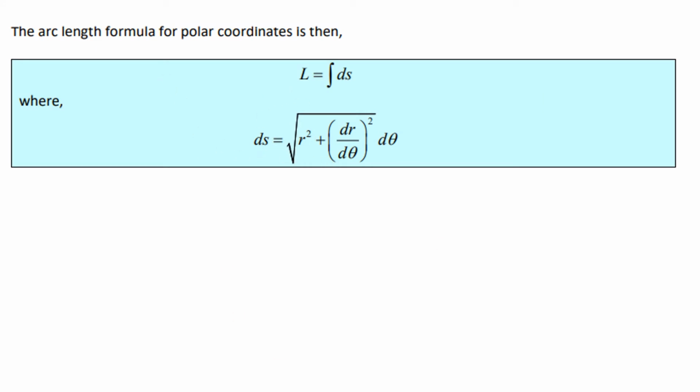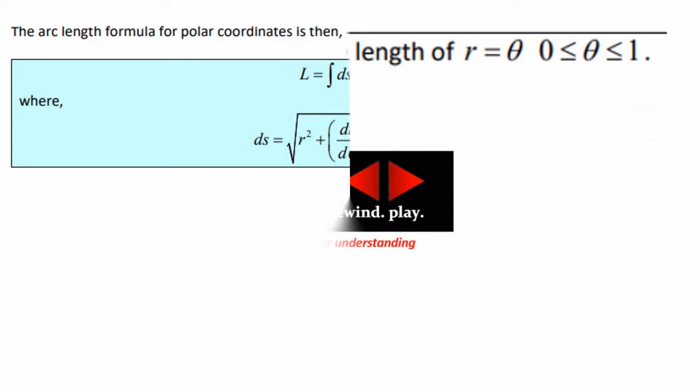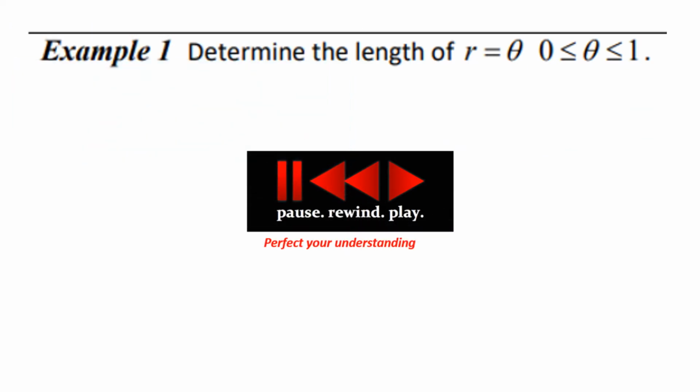So the arc length formula for polar coordinates is then L is equal to the integral of ds. But in this case, in polar coordinates, ds is equal to the square root of r squared plus dr d theta whole squared d theta. Let's use this to solve a problem. Here, I'm asking you to determine the length of the curve given by r equal theta for theta between 0 and 1. You know what to do.